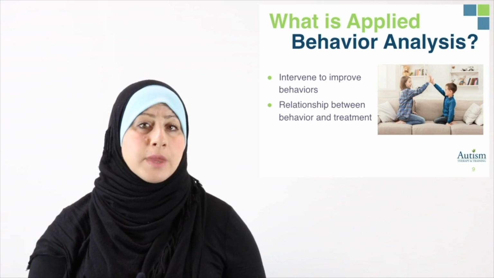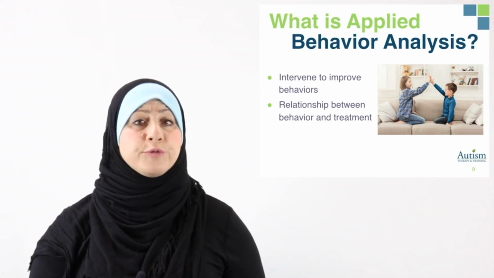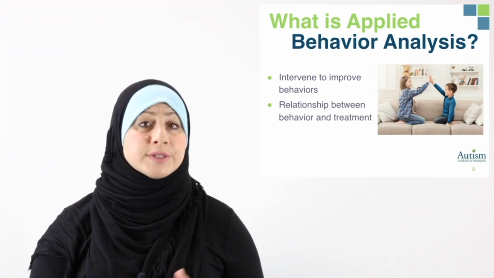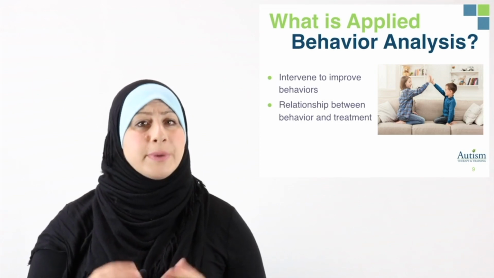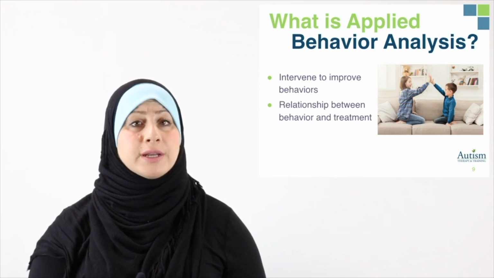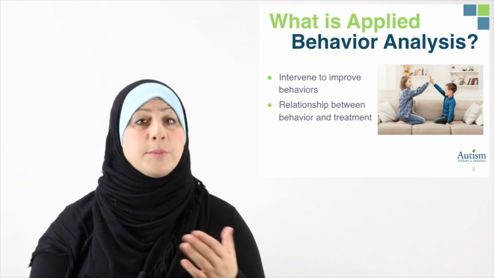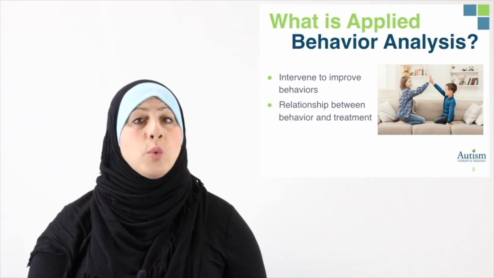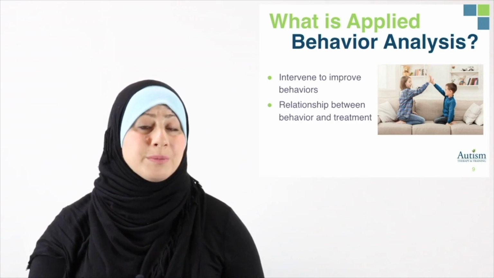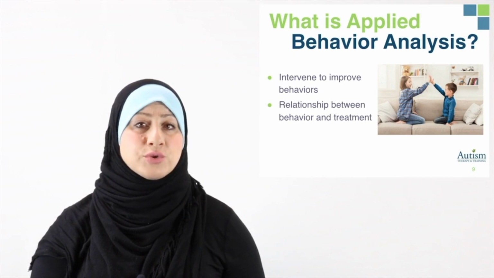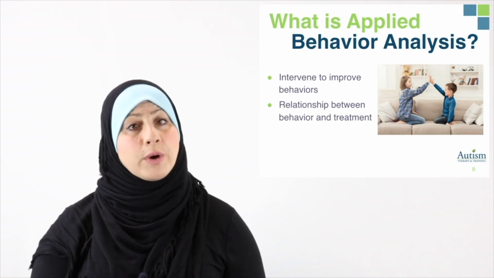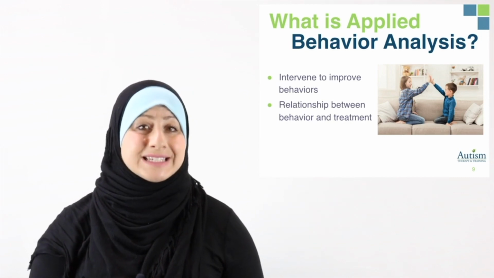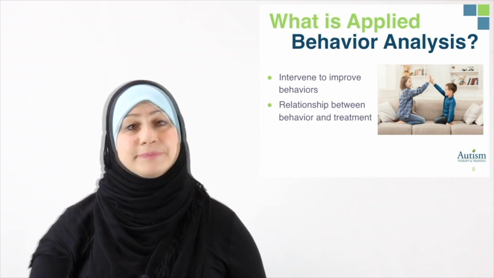In practice, we want to intervene to help improve behaviors. We may be working on teaching new behaviors or reducing problem behaviors. But it's important that we can demonstrate a relationship between the behavior and treatment. By using a systematic approach, we can show that without treatment, the client was unable to cross the street independently. But with a program that was introduced, the client is now able to cross the street successfully and safely.